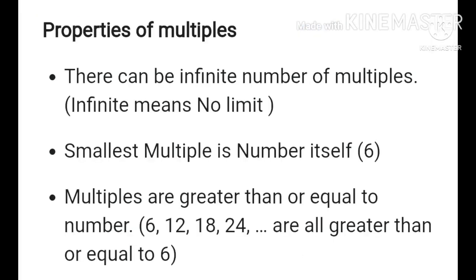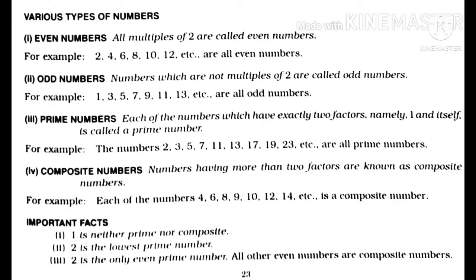Okay. Now let's see the properties of multiples. There can be infinite number of multiples. That means we don't know the greatest multiple. And smallest multiple is the number itself. For example, the smallest multiple of 6 is 6. And multiples are always greater than or equal to the number. For example, 6, 12, 18, 24, etc. are all greater than or equal to the number 6.